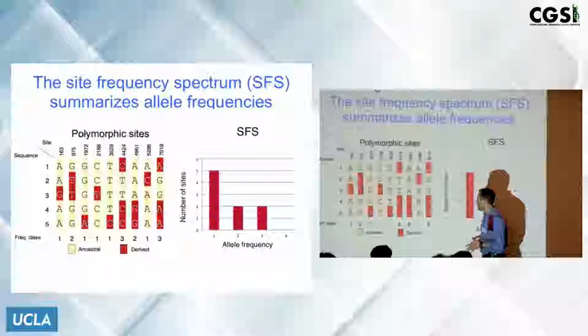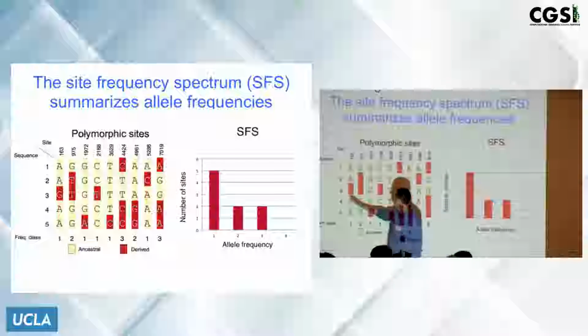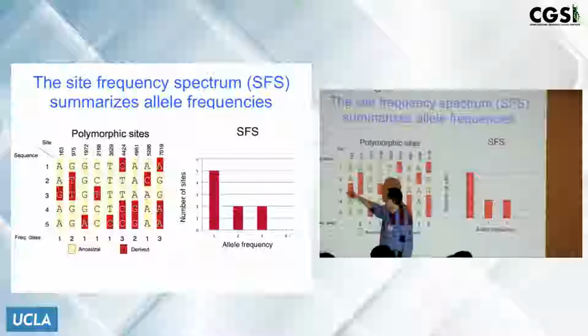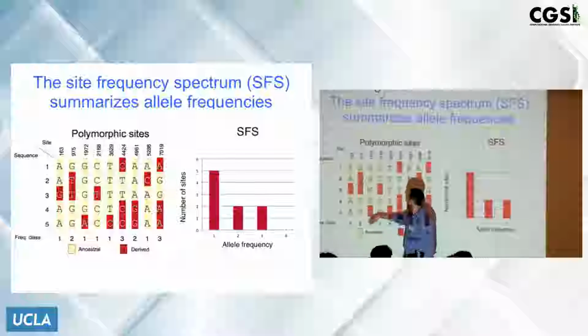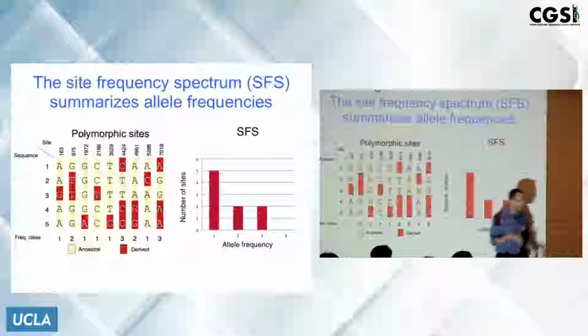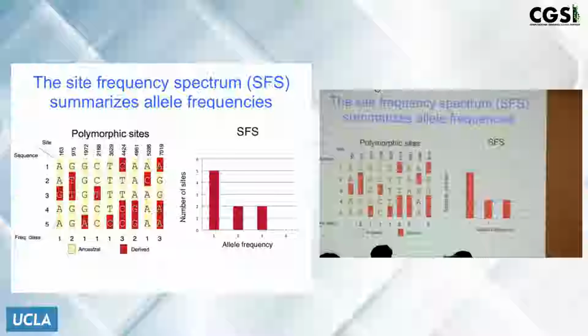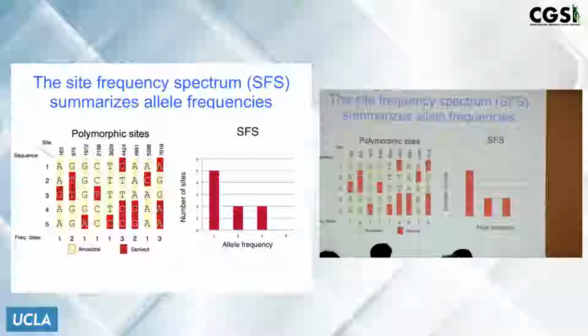So what we can simply do is just tabulate what's the frequency of the mutant allele here. In this case, it's 1 out of 5. Here it's 2 out of 5. The third site would be 1 out of 5, and so on and so forth. So each variable site has a frequency associated with it. That's what's shown on the bottom there.